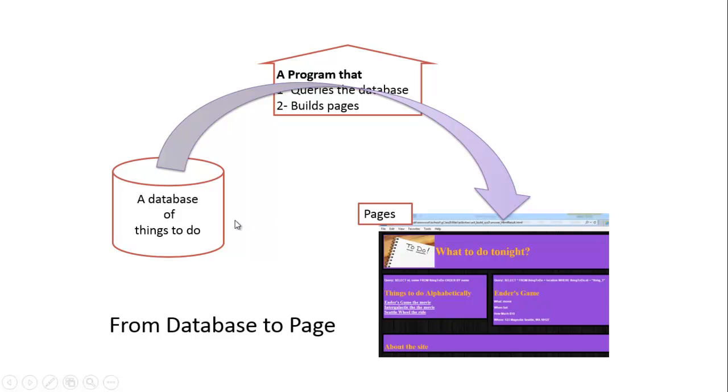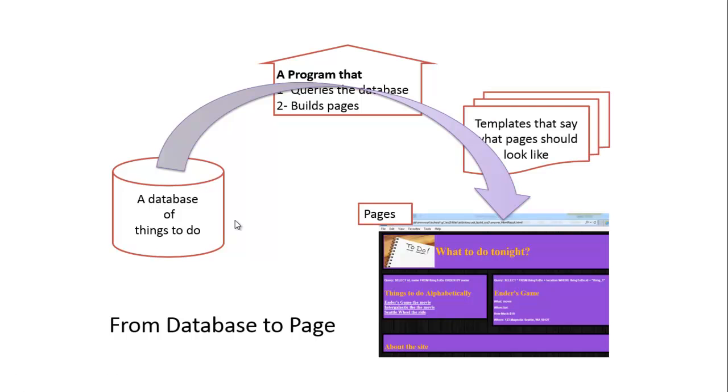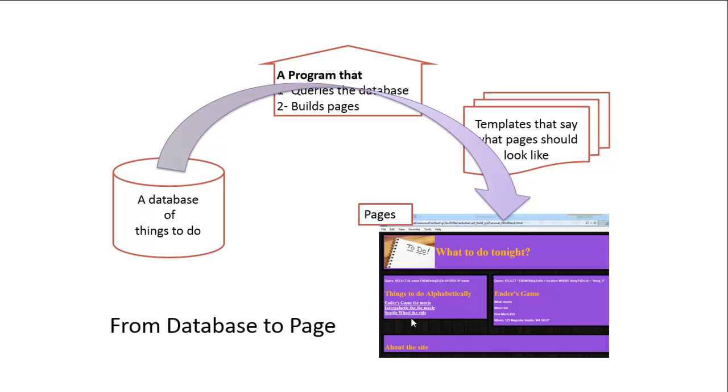Okay, so a database. The program that queries the database and builds the page, and then templates that say what the page should look like. The program uses the template to decide where do things go and how do they lay out and what's the look and feel. Templates are the way that we're able to build multiple pages from the same look and feel. The template is a blank. It has spaces where all the information from the database goes, and so each time we have a different event, we use the same template, the same blank, but we fill it in with different information.